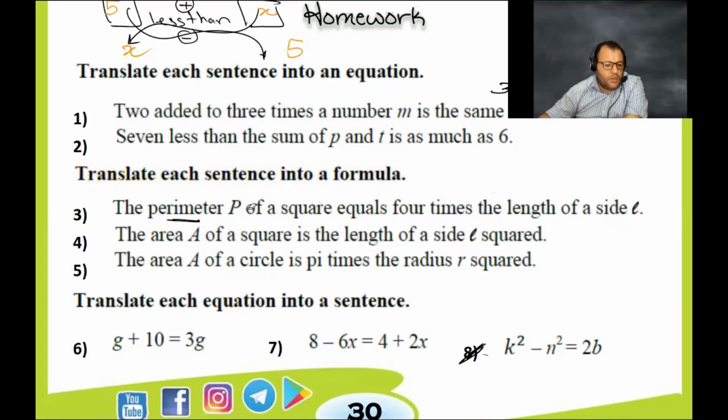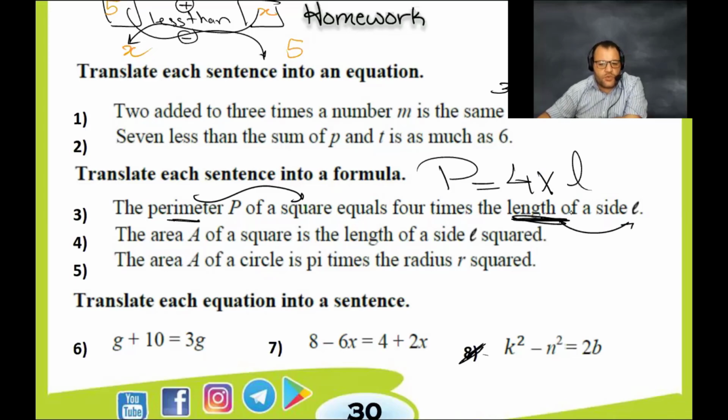So the perimeter means we have a shape. What is the name of the shape? A square. So the perimeter is equal to 4 times the length of the side. What is the letter for the side? We denote it with the letter L. So the perimeter is equal to 4 times L. It means the perimeter is equal to 4L. You understand it? Again for this one.